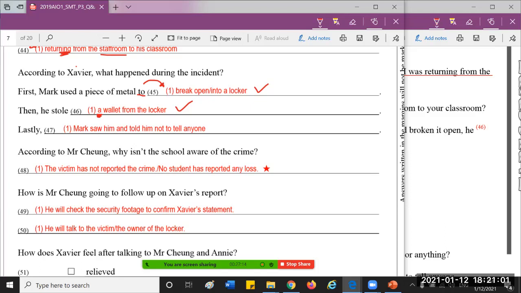Wallet from the locker. Exact wording, please, everybody. And lastly, Mark saw him and told him not to tell anyone. Give yourself a tick, exact wording. Oh, okay, you can say Mark saw him, comma, told him not to tell anyone. I can accept it if you didn't have the word and, but the rest of it should be the same wording.